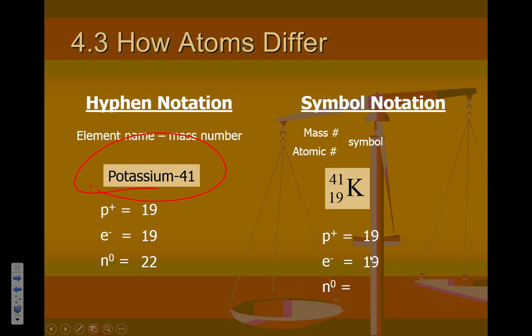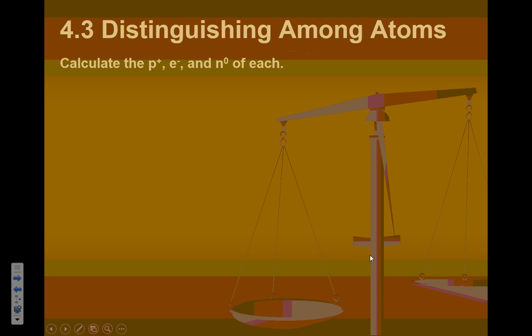And then the one nice thing about symbol notation is we can just subtract right down the side. So our math is right there in front of us. 41 minus 19 is going to give us our number of neutrons, which is 22. So these are both ways of describing the exact same isotope. So let's try a few of them.